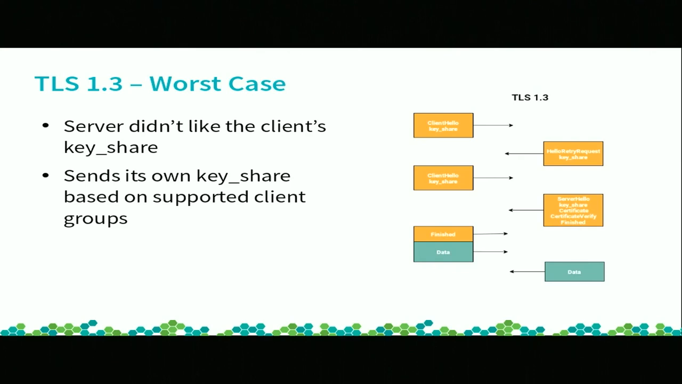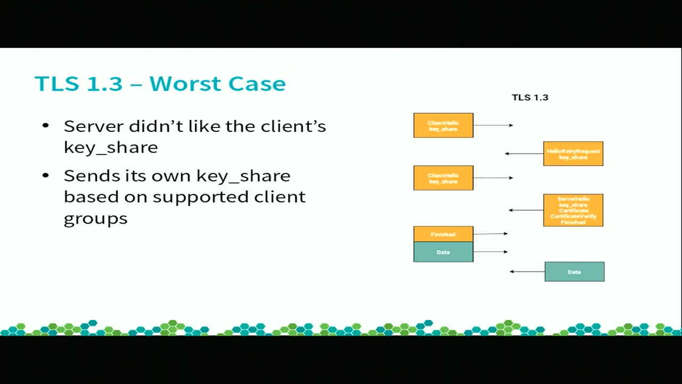So what happens now? The client sends something, but the server looked at it and wondered, well, you're sending me these groups, but I would like to use something else, not that P256, because it was generated from some magic seed, and I don't like that. I would like to use X448 instead.